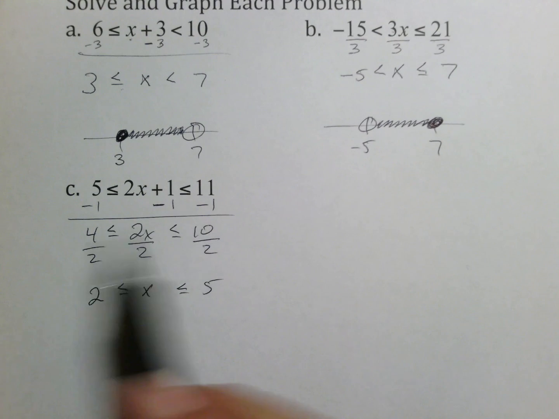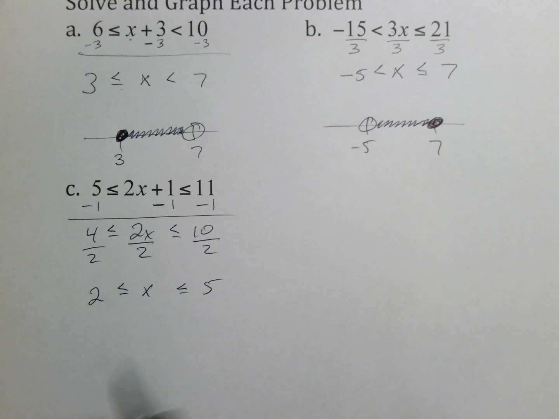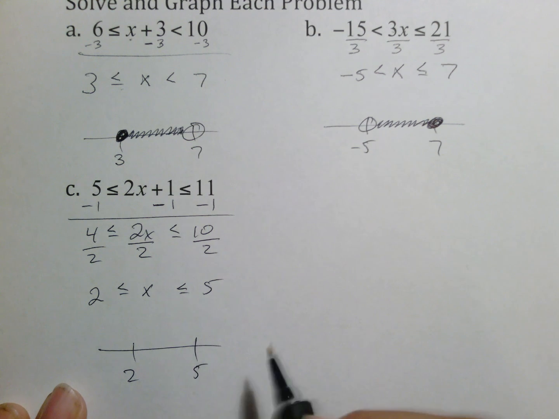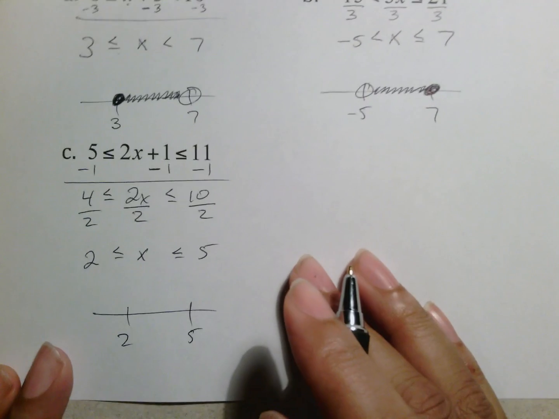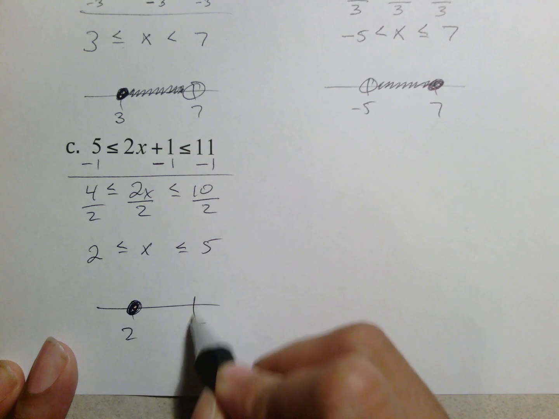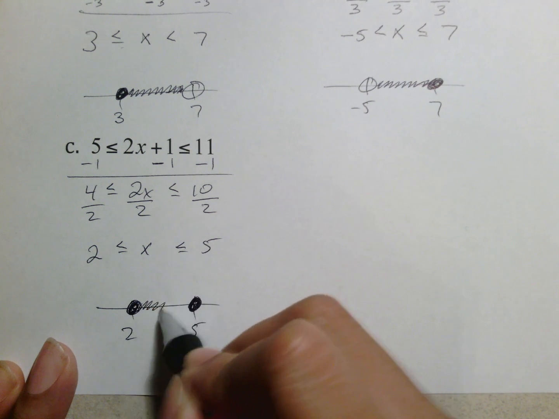So again, the steps really aren't that major. Your solving is still there. The skills that we've learned all the way through this point are still important skills, and they're still strong enough to get you where you need to be. So 2 is a closed circle. 5 is also a closed circle. And then you want everything in the middle.